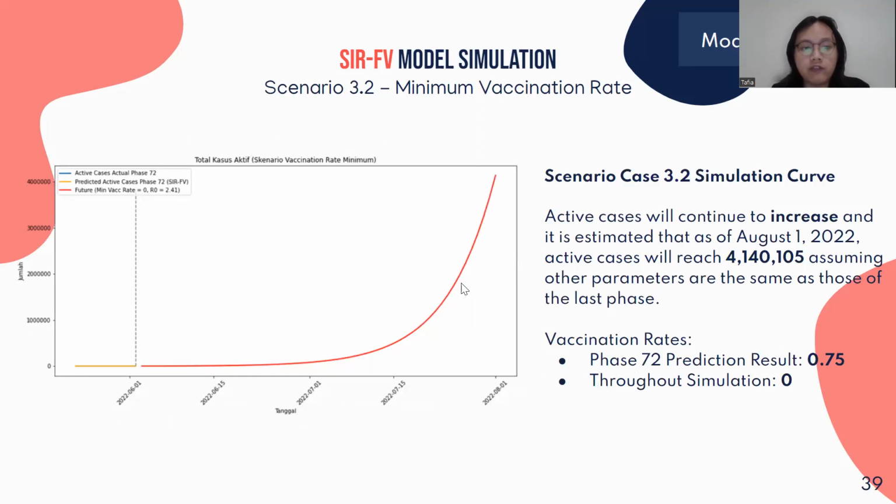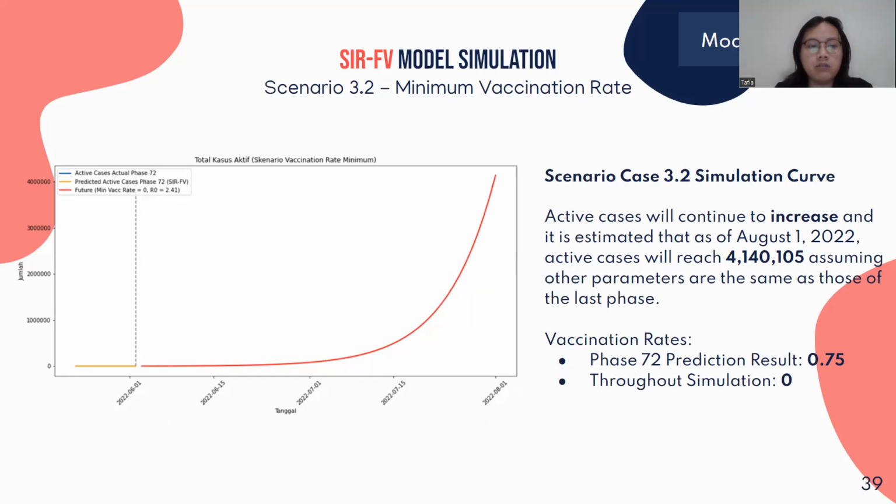Then the second manipulation of vaccination rate, using the smallest vaccination rate of 72 phases, with a decrease in vaccination rate by 100%, or it can be said that vaccination is not carried out. The trend of active cases in Indonesia will tend to increase sharply until August 1st, 2022. In this case, R0 is more than 1, which means there is an increase in cases.